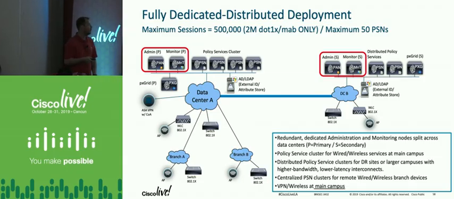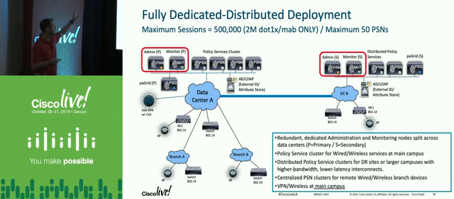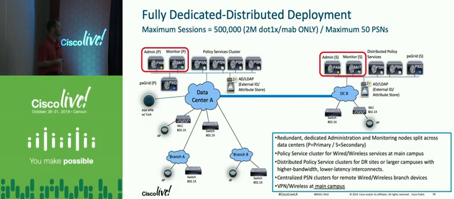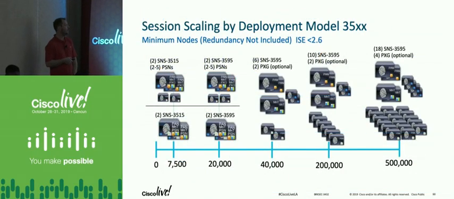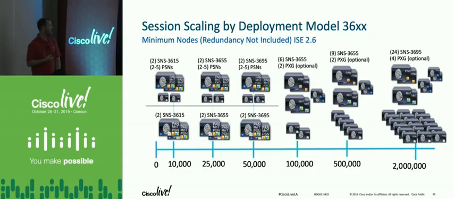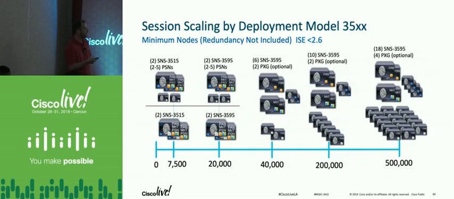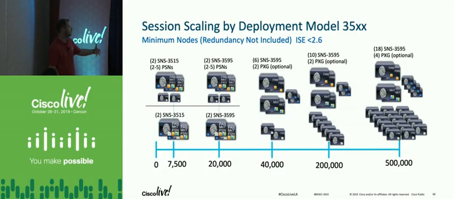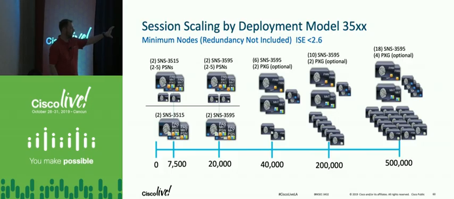Now, as we grow out larger deployments, we look at things like the 500,000 maximum sessions or 2 million with a maximum of 50 PSNs. And when we look at the difference between 3500s and 3600s, hardware does matter. So in order to get to that 2 million mark, the amount of hardware actually is not too bad. So in 3500s, 18 appliances without redundancy will get you to 500,000. So 18 PSNs.